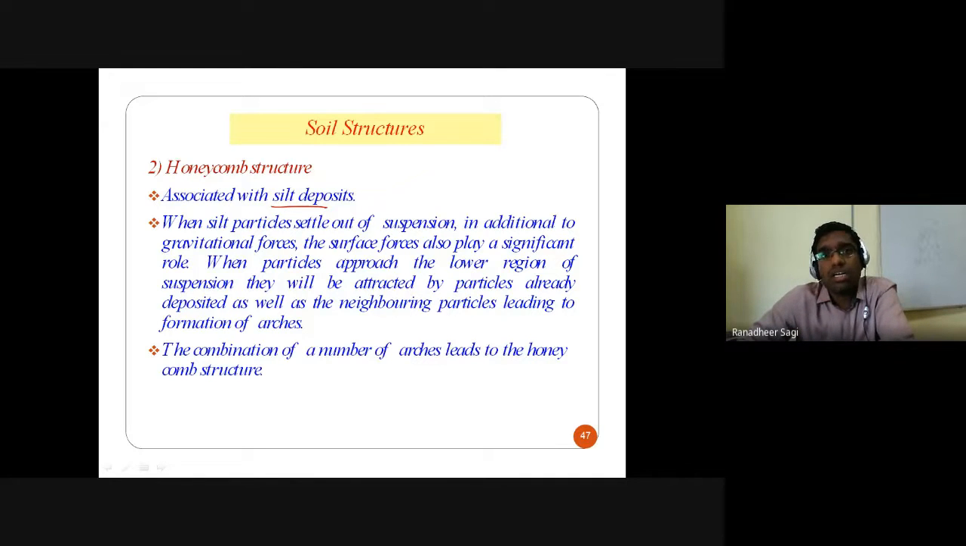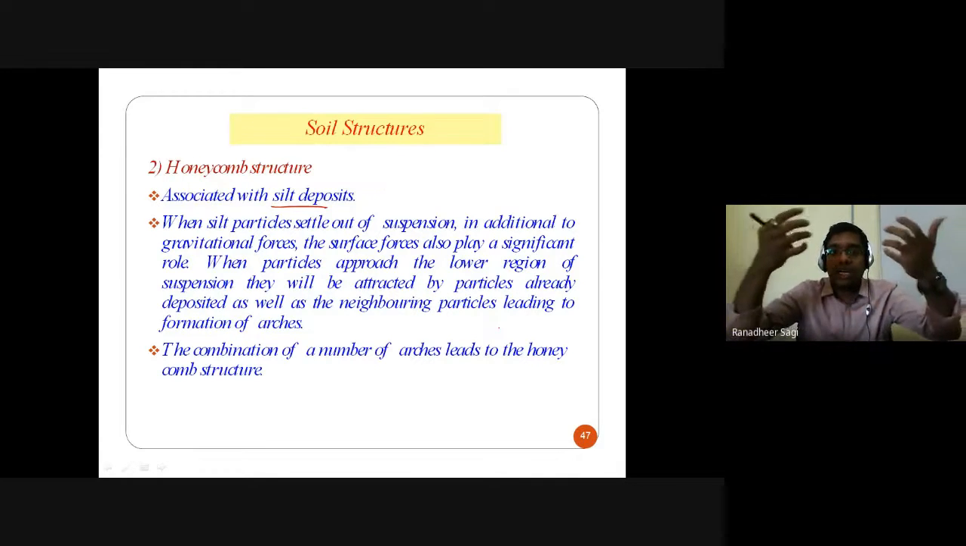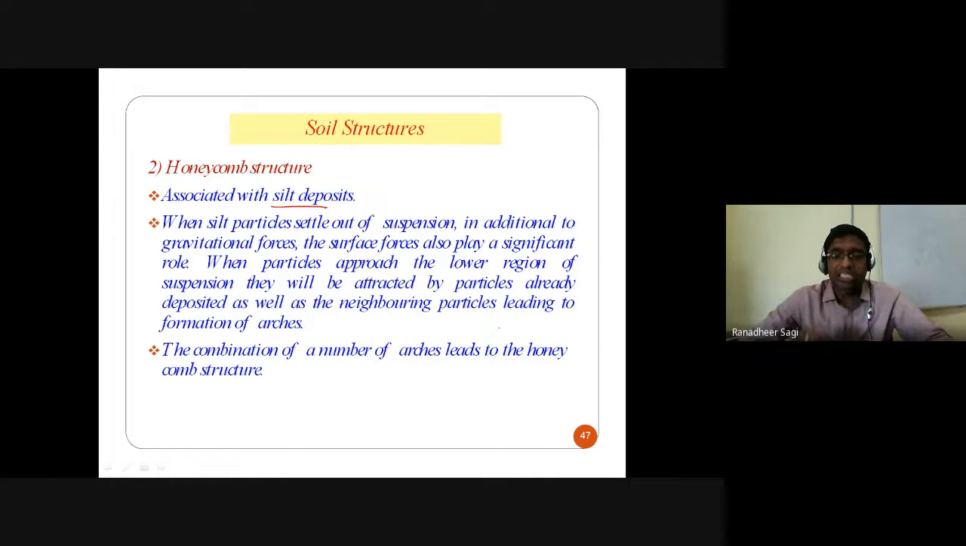Because of that, the particles tend to settle at the lower region of your suspension. They will be attracted by particles which are already deposited, as well as the neighboring particles, resulting in deposition. As you have surface charges existing in the case of your silt particles, because of that surface charge, one particle gets attracted towards the surface of the other particle. Because of which a bond starts getting developed between the particles which are trying to settle and the particles which have already settled in that particular suspension.